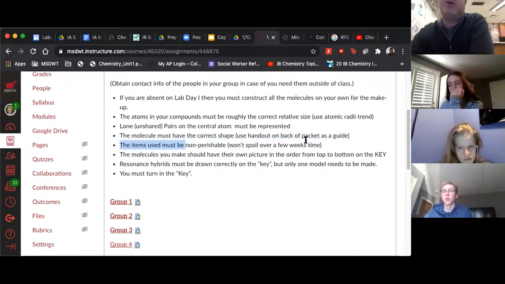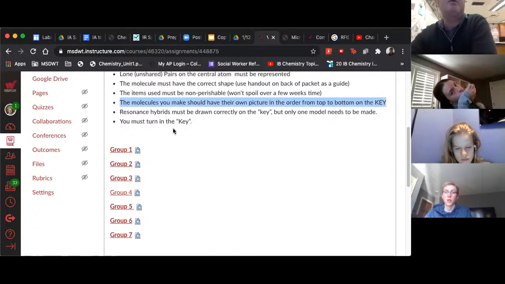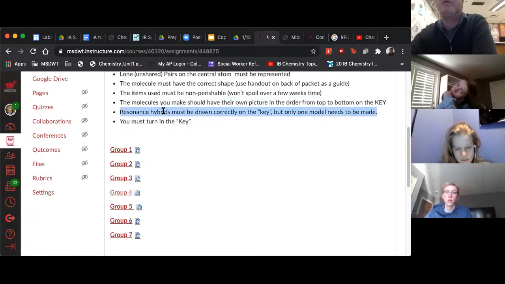Non-perishable. Since all you're giving me is pictures, I don't care if you use something that's perishable. Each of the molecules should have its own picture, and it should be ordered from the top to the bottom of the key. I'll show you the key in just a second. Resonance hybrids must be drawn, but you don't need to make one model for each, you can just make one model for all of them, and then the key.